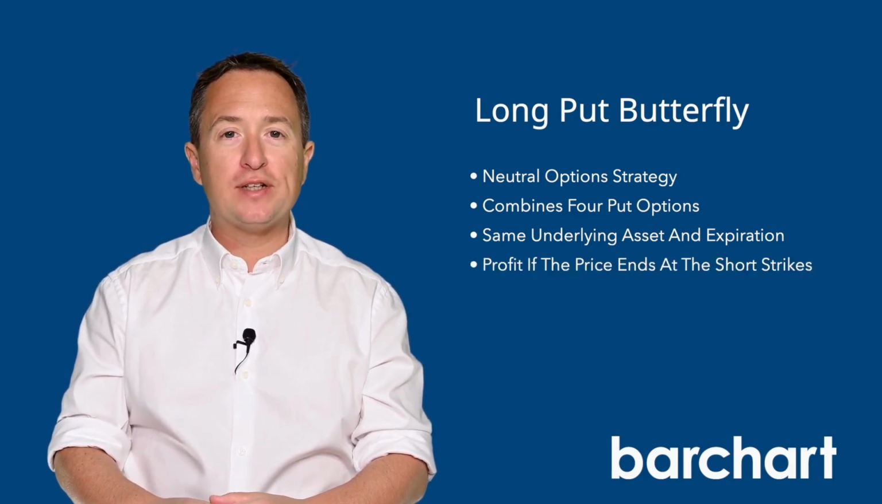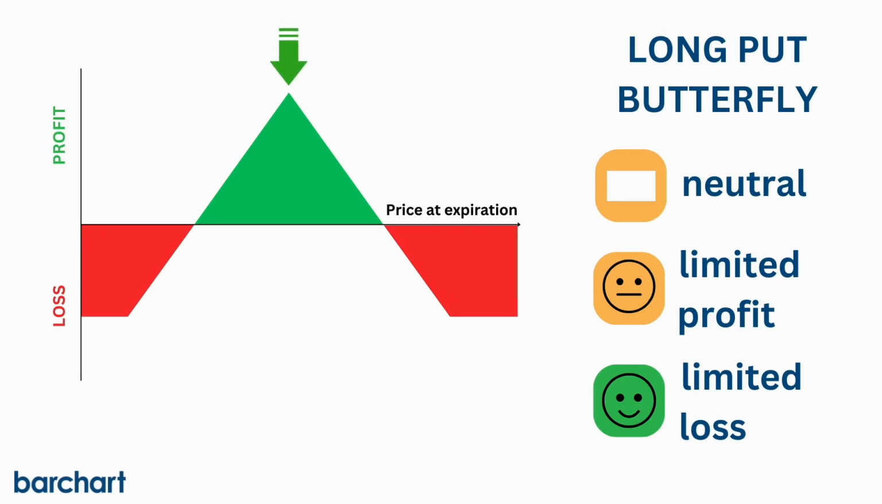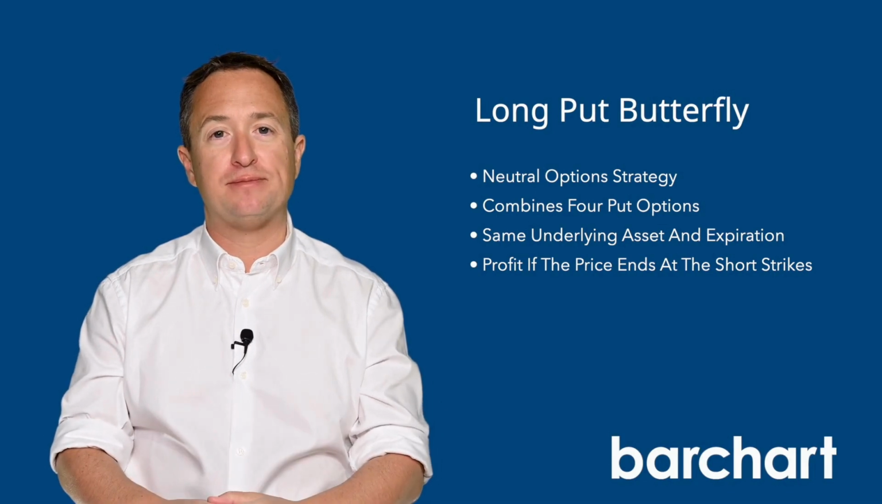The maximum profit condition happens if the asset's price ends at exactly the middle strike price. However, you'll also make a profit so long as the underlying trades between the break-even points at expiration.